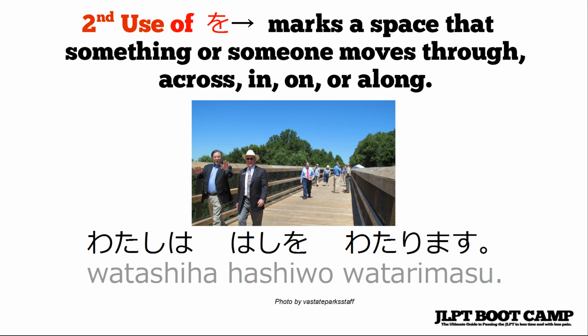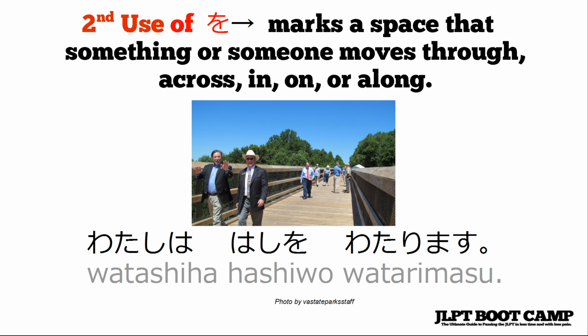Now the second use of O is a little more tricky. This is one that a lot of people forget about. I forgot about it when I was at a lower level, and that is that it marks a space that something or someone moves through, across, in, on, or along. And note the key words there. It has to be something that moves. We can't use this particular use of O with a stationary verb like benkyou suru, I'm studying. You can't say that and use O. You have to be moving through something, going through something, using it in that way.